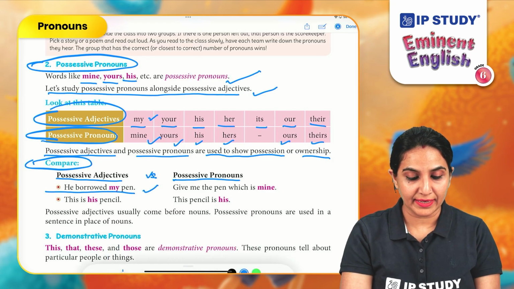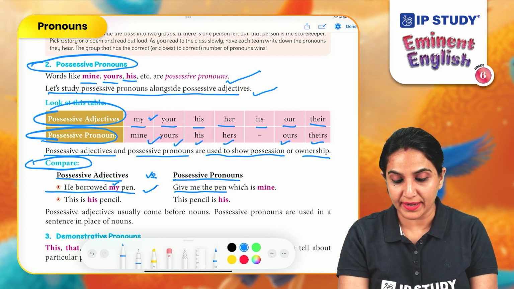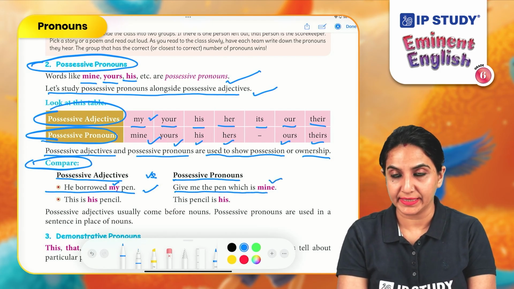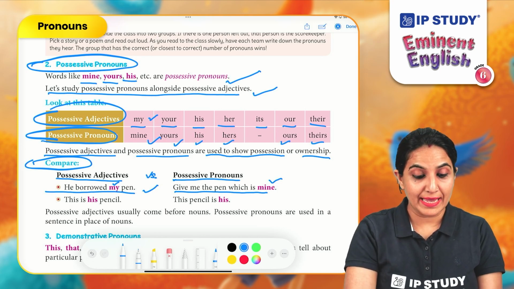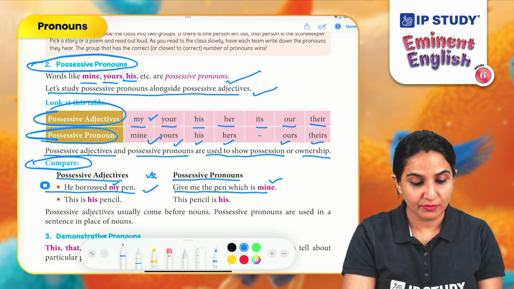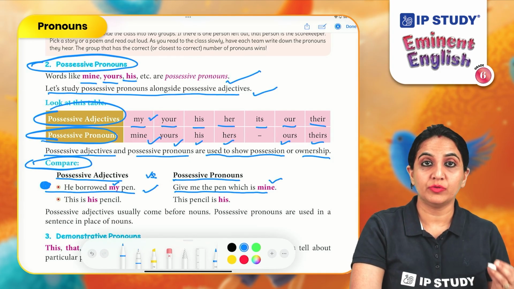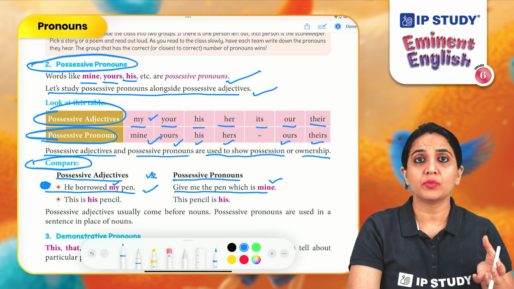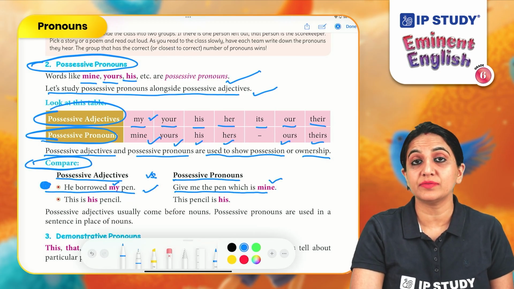Now my is the possessive adjective. Give me the pen which is mine. Now mine is the possessive pronoun. In the first sentence, we are adding something to the verb borrowed. He borrowed what? My pen. Whose pen? My pen. That is a possessive adjective.